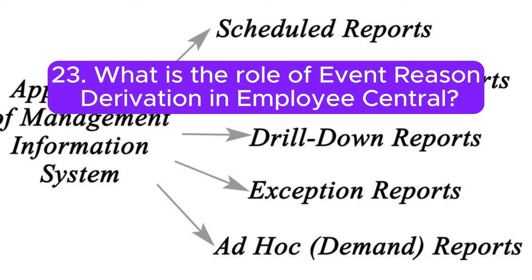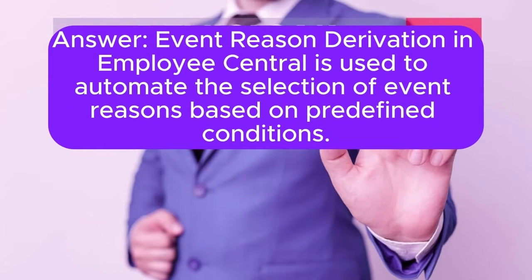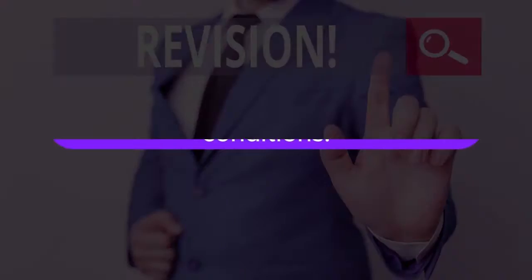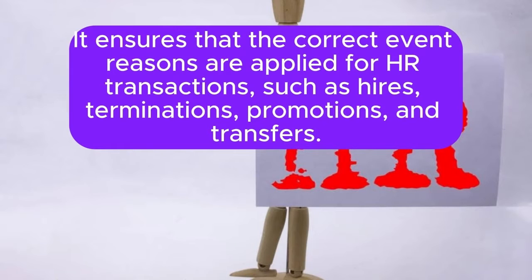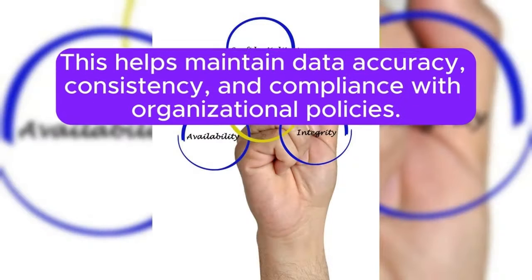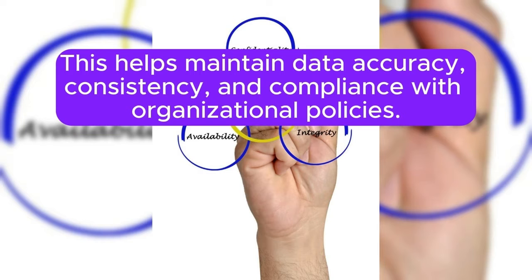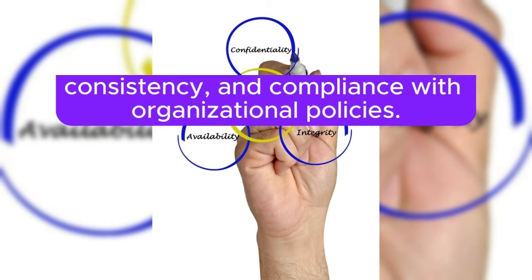23. What is the role of event reason derivation in Employee Central? Answer. Event reason derivation in Employee Central is used to automate the selection of event reasons based on predefined conditions. It ensures that the correct event reasons are applied for HR transactions, such as hires, terminations, promotions, and transfers. This helps maintain data accuracy, consistency, and compliance with organizational policies.